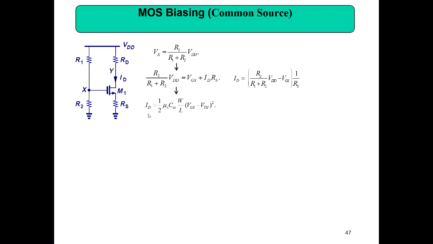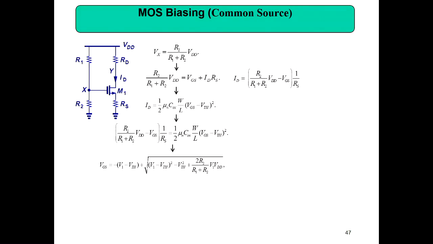Then we already know the equation for ID, so I can substitute here. If you substitute this ID, then R2 by R1 plus R2 into VDD minus VGS into 1 by RS is equal to half mu n COX W by L into VGS minus VTH the whole square. Then we can solve this quadratic equation and find out VGS. So that's how we find out VGS.